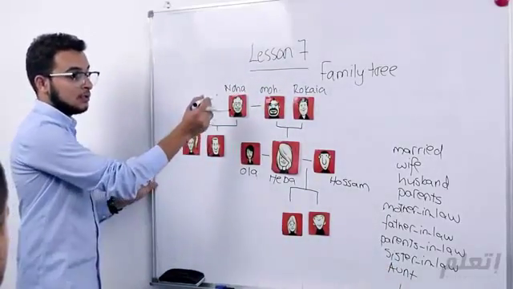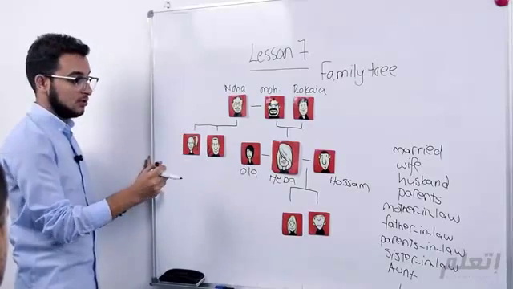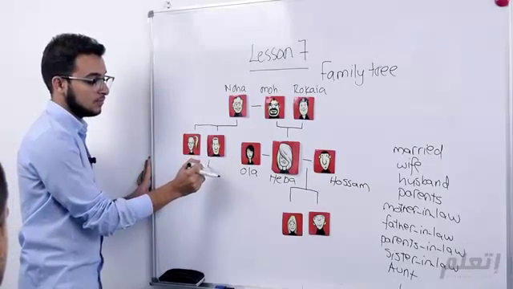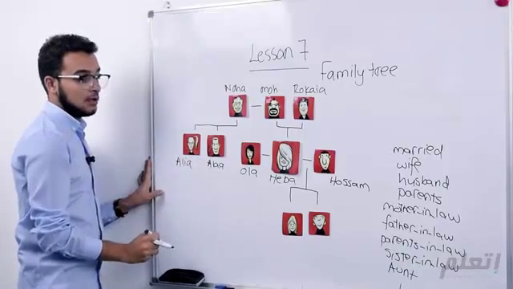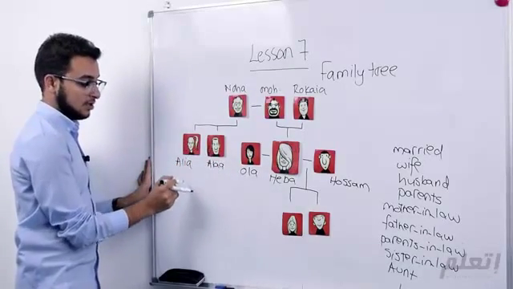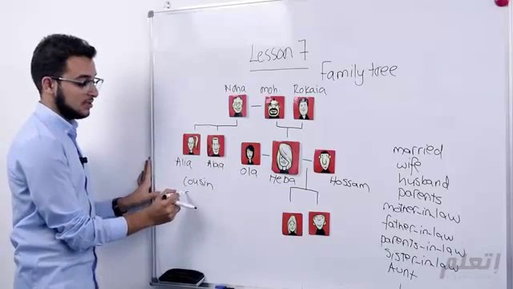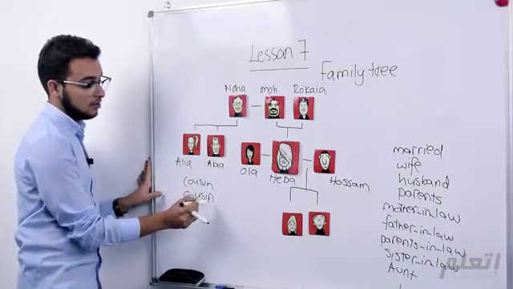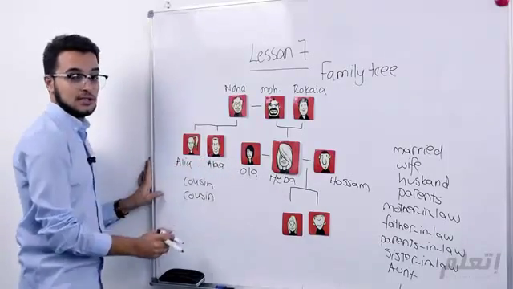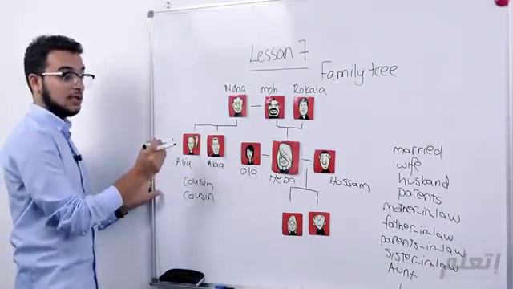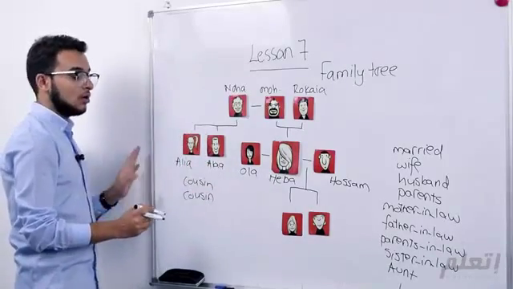Okay. Noha, which is her aunt, has two children. She has Ali and Alia. Ali to Hiba is her cousin, and Alia to Hiba is as well her cousin. Okay, so Alia and Ali are Hiba's cousins, and vice versa. Hiba is Alia and Ali's cousin. Okay.